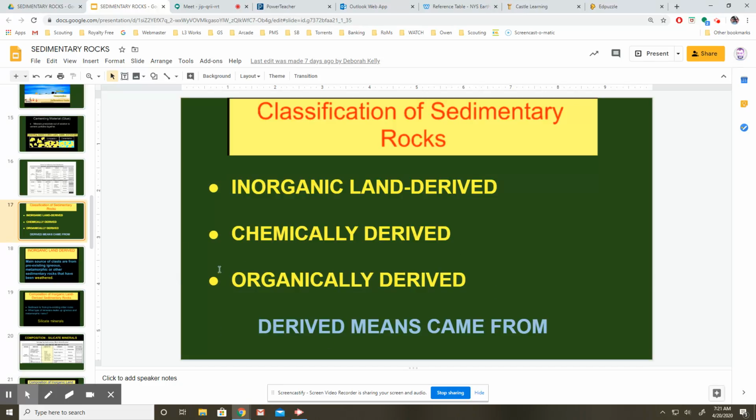Or we have the organically derived, where we see rocks forming that were once or coming from a place that was once alive. For instance, a shell from a mollusk can be considered a sedimentary rock if it's glued together in a large formation. We call that limestone.